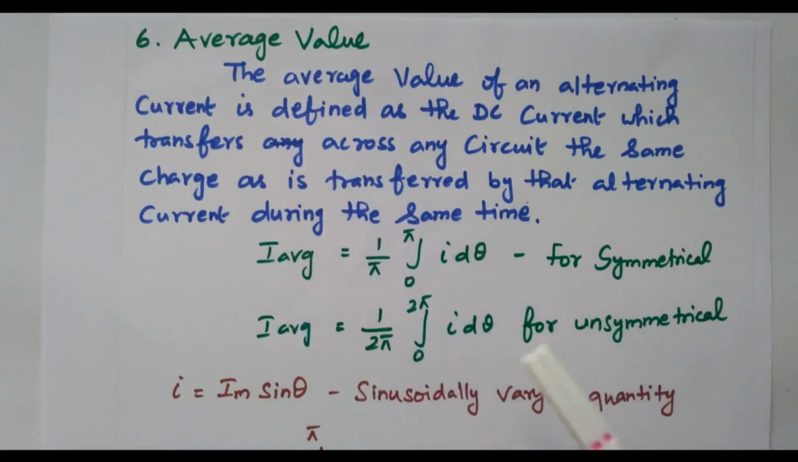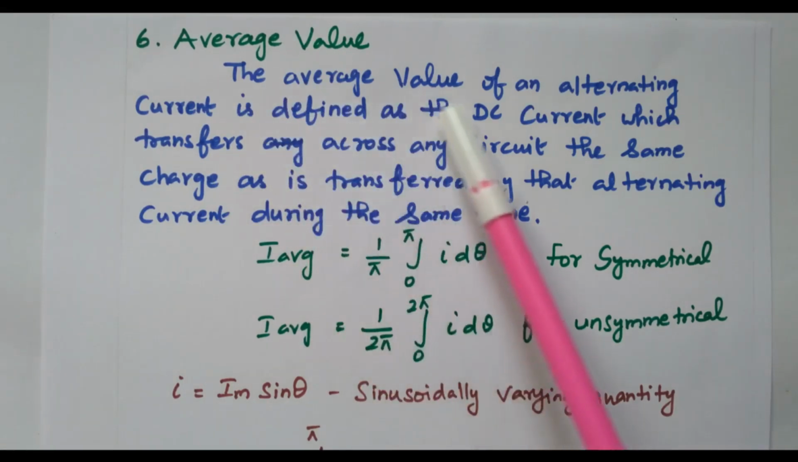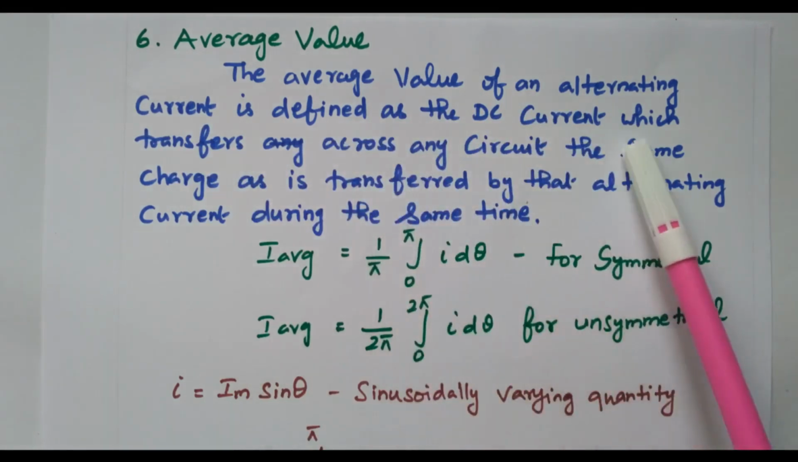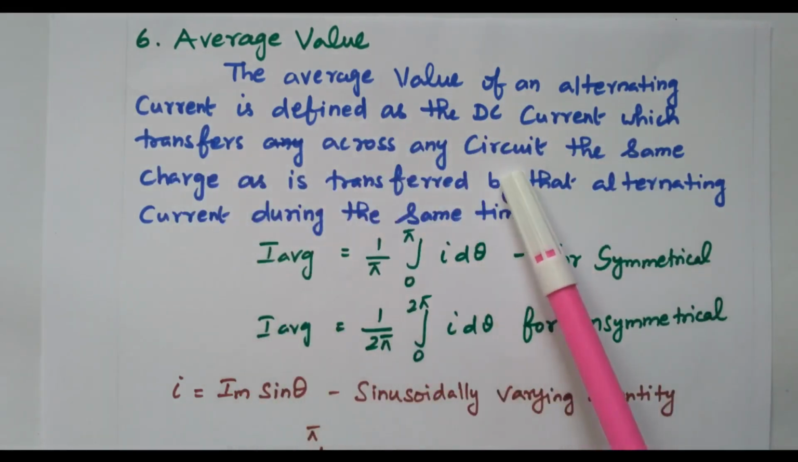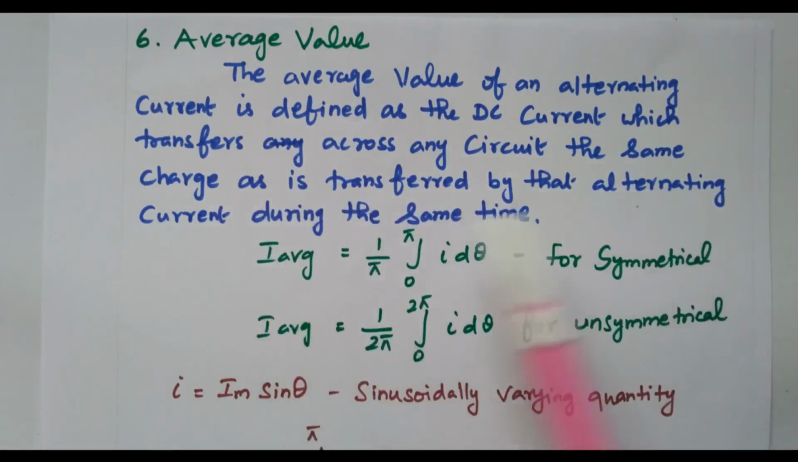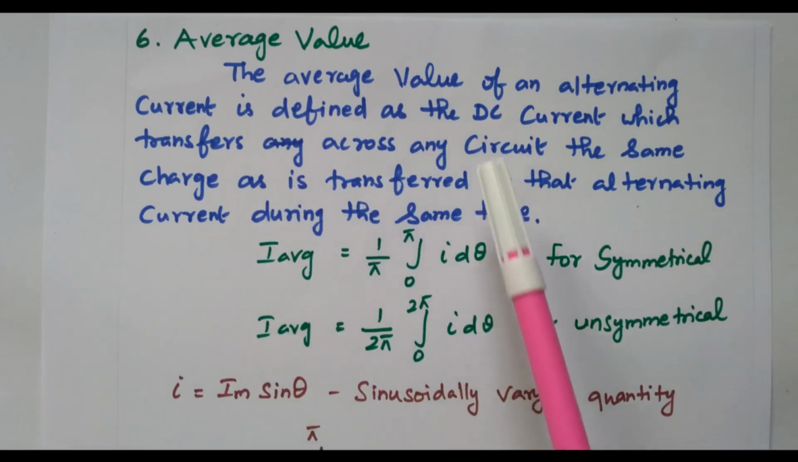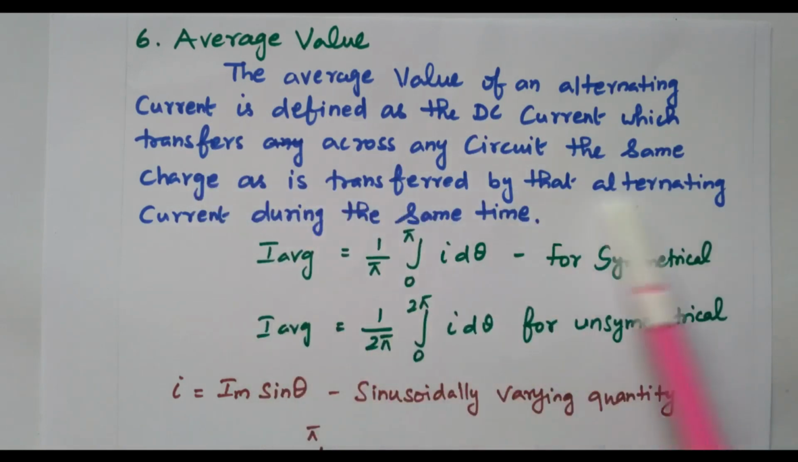That is in general. In the case of alternating, what is the meaning? The average value of an alternating current, here we refer to the current, is defined as the DC current which transfers across any circuit the same charge that is transferred by the alternating current during the same time. So the average value in general is nothing but adding all the values divided by the total. Similarly here also, but the definition relates DC current to alternating current. Suppose the DC current is transferred across any circuit. The same charge as is transferred by alternating current is called the average value.